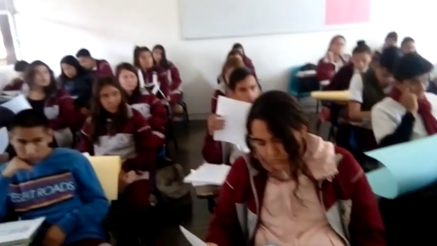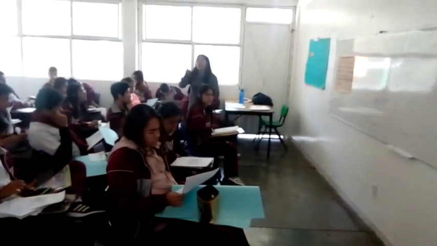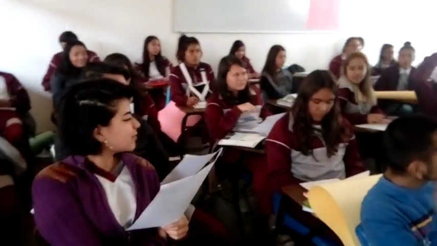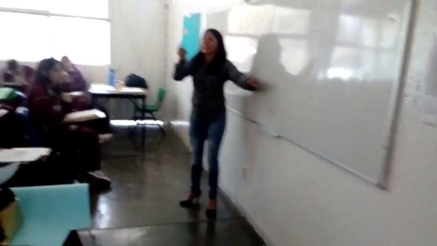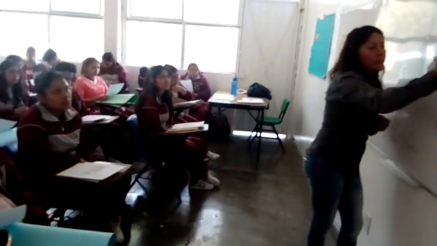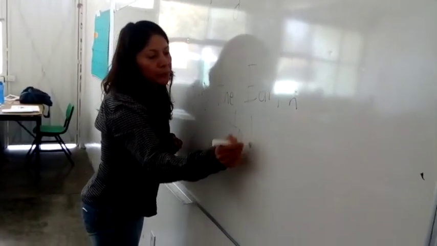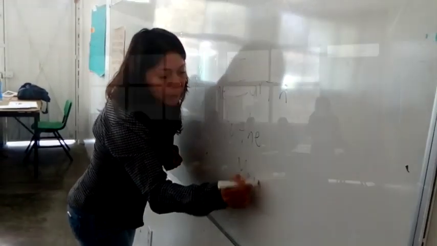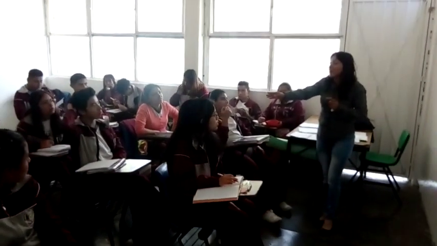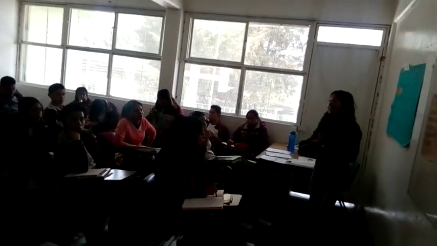Okay, but remember our transversal project, what is it about? It's about the novel of Jules Verne, From the Earth to the Moon. How is the solar system integrated? Planets. Stars. The moon. Okay. Asteroids.